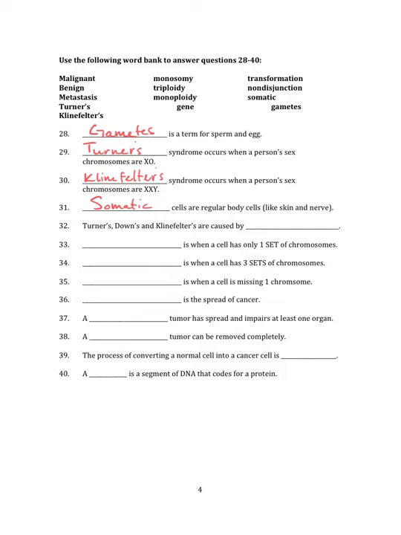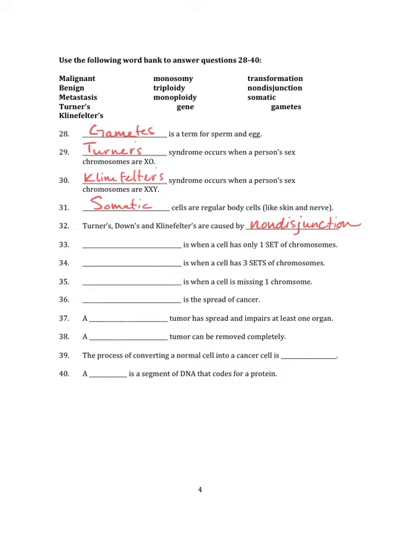Number 32 says Turner's, Downs, and Klinefelter syndrome are all caused by non-disjunction. So remember, non-disjunction is when chromosomes divide improperly or unequally during mitosis or meiosis. And if it happens during meiosis, which is when we produce reproductive cells, if the cell is missing or has extra chromosomes, it can cause disorders such as Turner syndrome, Down syndrome, or Klinefelter's.